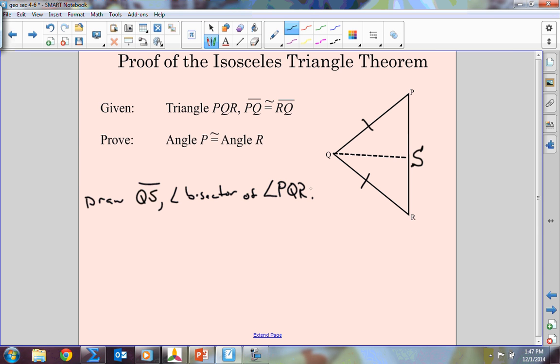Now I said there's lots of choices. Other choices include you could make it perpendicular if you wanted to, that would be a way to do it. You could, if you wanted to, make it the bisector of PR, that would be another way to do it.